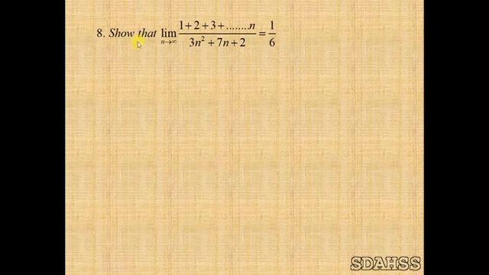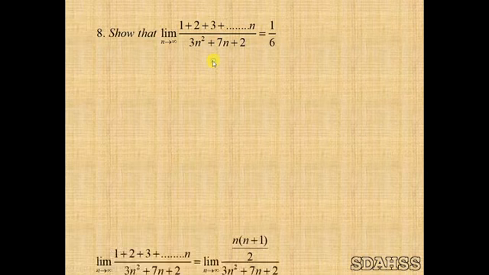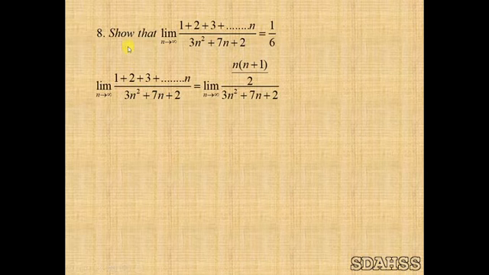Eighth sum. Show that limit n tends to infinity, 1 plus 2 plus 3 plus etc. up to n divided by 3n square plus 7n plus 2 is equal to 1 by 6. Consider the left hand side, that is limit n tends to infinity, 1 plus 2 plus 3 plus etc. up to n divided by 3n square plus 7n plus 2, is equal to limit n tends to infinity. The numerator is in the form of the sum of the first n natural numbers, so its formula is n into n plus 1 by 2, divided by, you keep the denominator as it is.